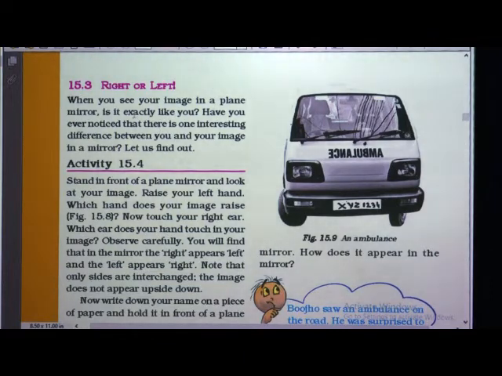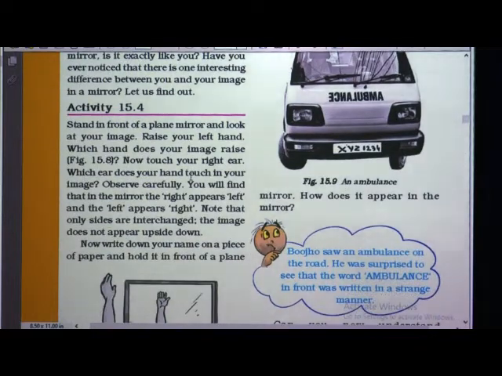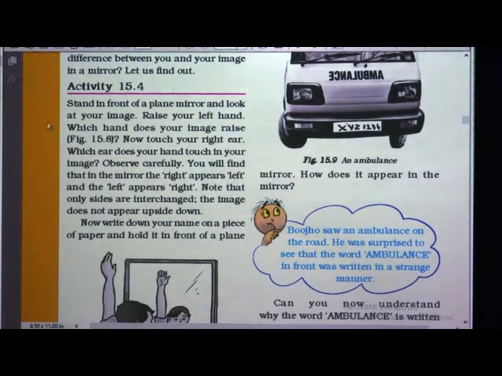Have you ever noticed that there is one interesting difference between you and your image? Though you are getting an exact image of yourself, there is still a difference between the mirror image and yourself. So what is the difference? For this we perform activity 15.4. So what do we have to do?